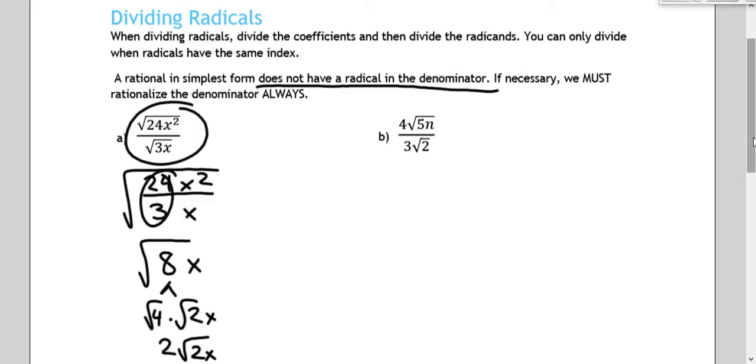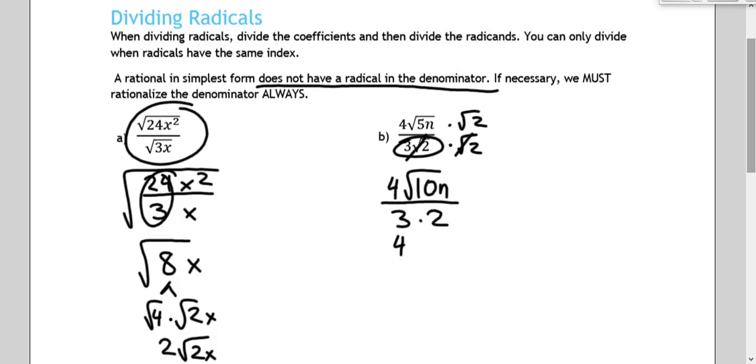Okay. So rationalizing the denominator means getting rid of this. Now, if I want to get rid of a square root, I have to multiply by the square root. So then if I'm multiplying square root by square root, that kind of cancels out these square roots. And that just leaves us with a 2. So then this gives us 4 root 10n over 3 multiplied by 2 to give us 4. Well, this can cancel, so that leaves us with a 2. So then 2/3 root 10n.